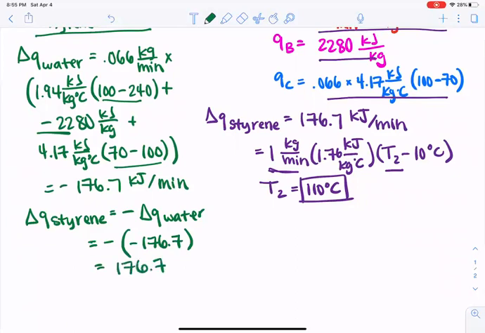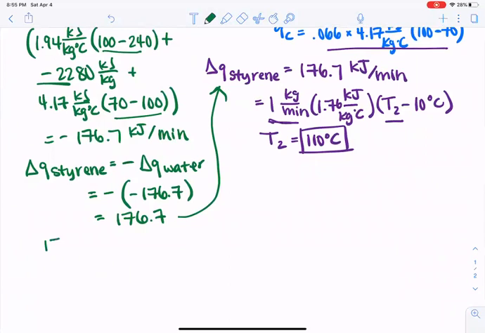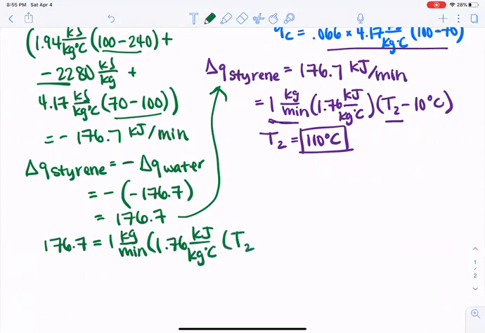And then now we are right here, and the rest of our work will be the same. So 176.7 equals 1 kilogram per minute times 1.76 kilojoules per kilogram degrees C times our final temperature, which is T2 or T out or whatever you want to call it, minus 10 degrees C. And we can solve and get T2 equals 110.